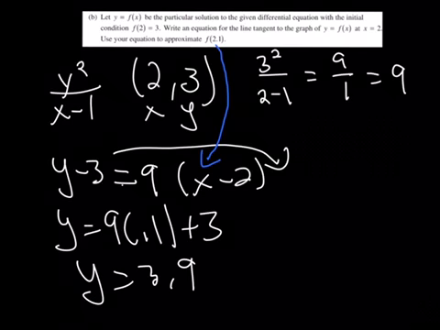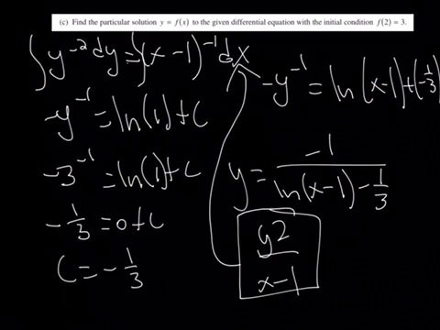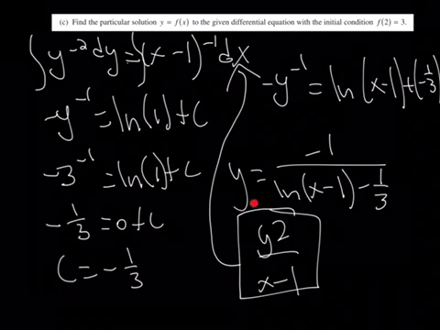And that's your answer. Okay, so last but not least, we're going to find C now. To start this out, we're going to find the particular solution. What you have to do is first take the integral of this equation and separate it until you get to this, which is y to the power of negative 2 dy is equal to (x minus 1) to the power of negative 1 dx.